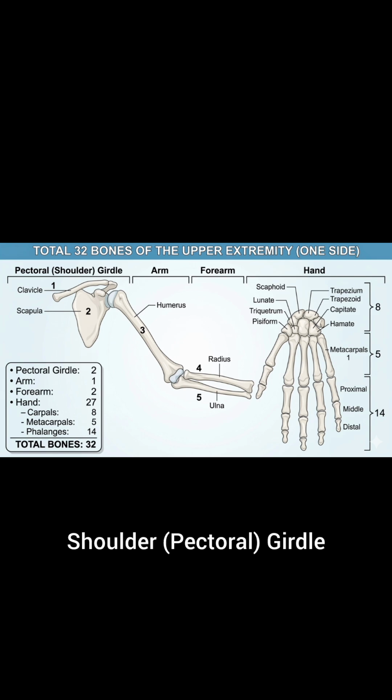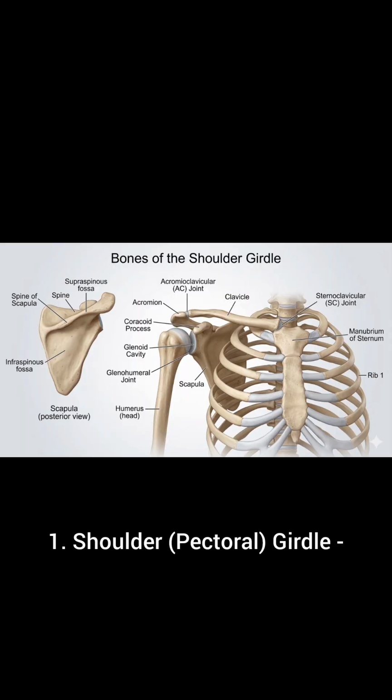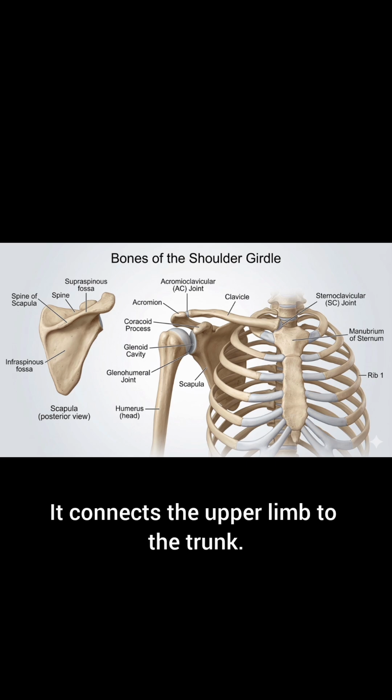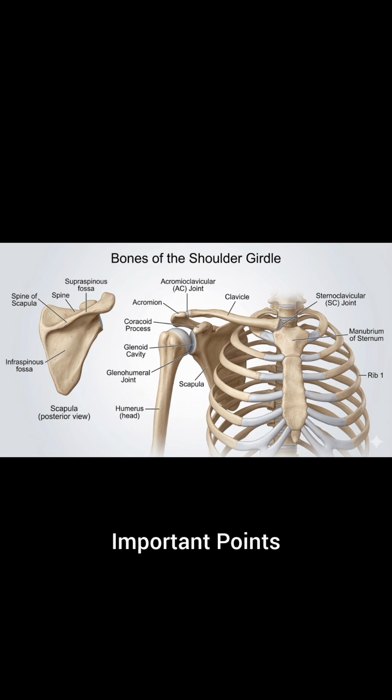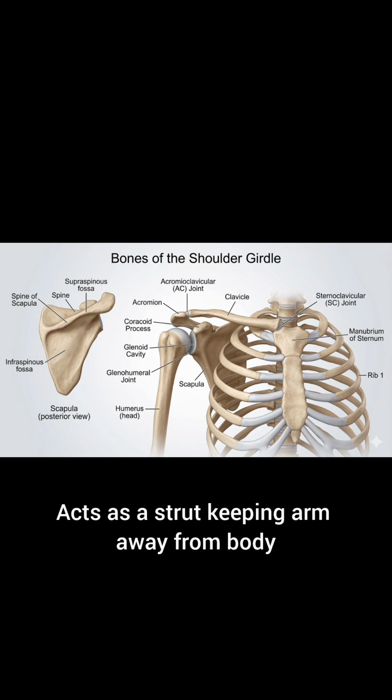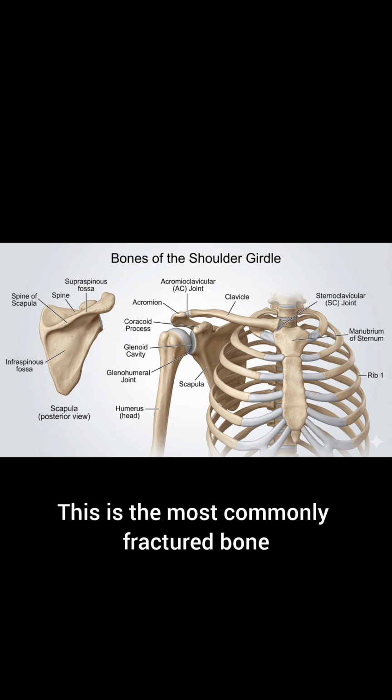Shoulder pectoral girdle. Free upper limb. 1. Shoulder pectoral girdle. It connects the upper limb to the trunk with the help of two bones, clavicle (collar bone) and scapula (shoulder blade). Important points. Clavicle is an S-shaped long bone. It connects sternum to scapula, and acts as a strut keeping the arm away from the body. This is the most commonly fractured bone.